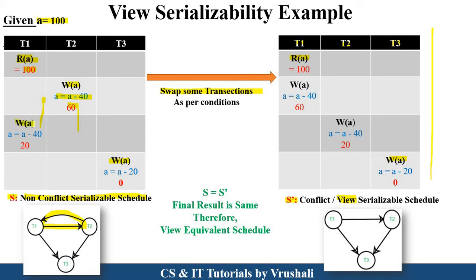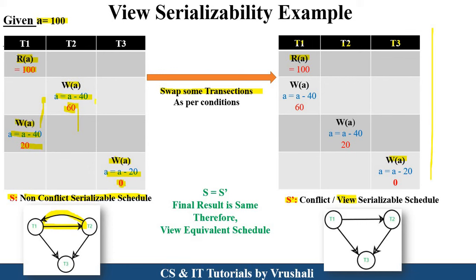Now T1 again performs the write A operation. A is equal to A minus 40. So it takes the same value, that is 60. 60 minus 40, 20. Now T3 performs the write A operation. It takes this value as 20. 20 minus 20 equal to 0. So it generates a final result of 0.